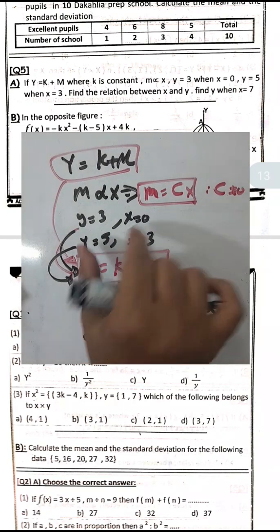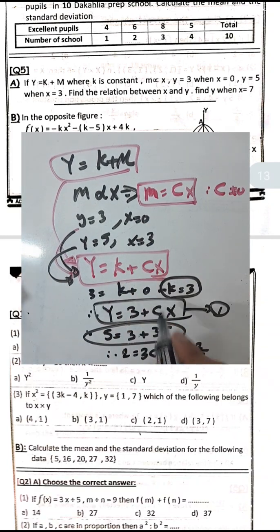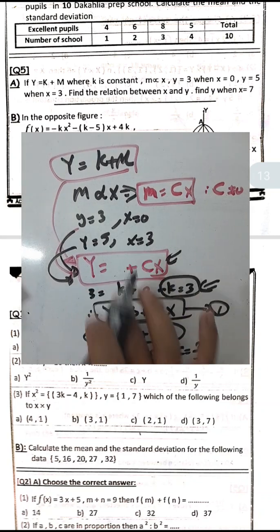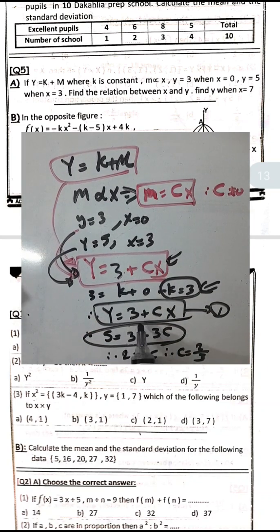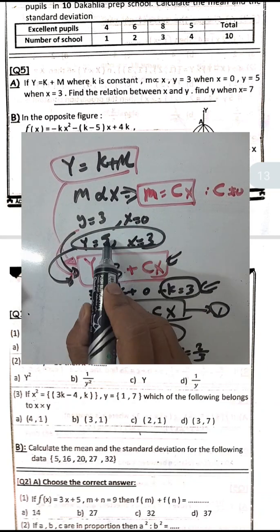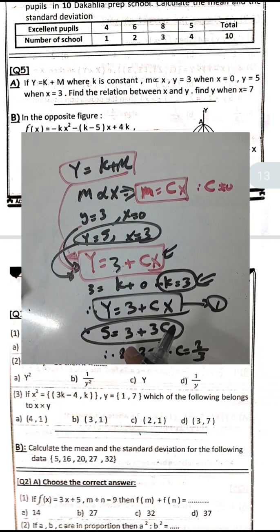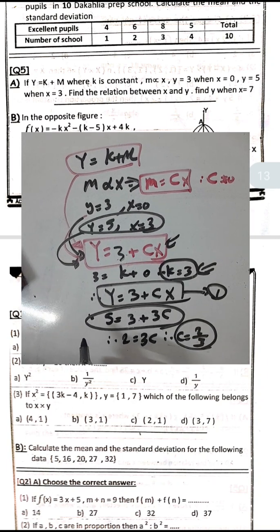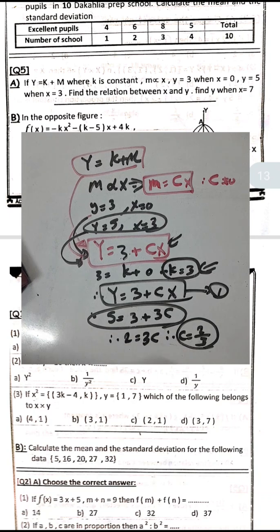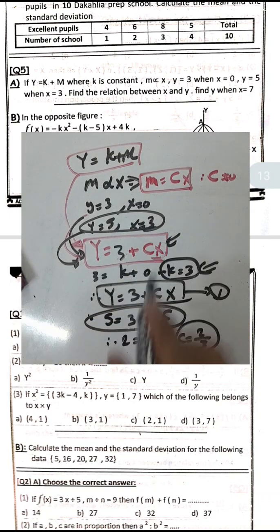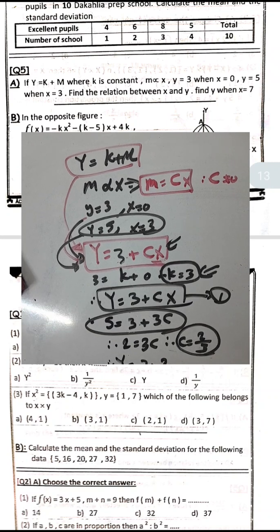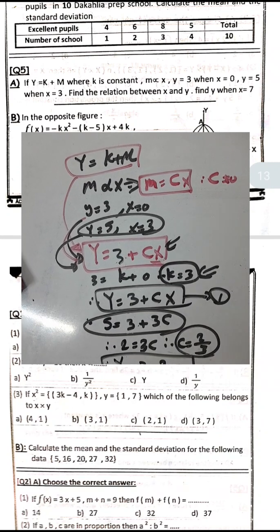Again, I put y equals 3 and x equals 0 to find the value of k equals 3 from this relation, and then cancel k and write 3. Then y equals 3 plus cx, but when y equals 5 and x equals 3 here, 5 equals 3 plus 3c, then the constant will be 2 over 3. Okay, and to find y when x equals 7, put back the relation here, then the relation will be what? y equals 3 plus 2 over 3 x is the relation between y and x.